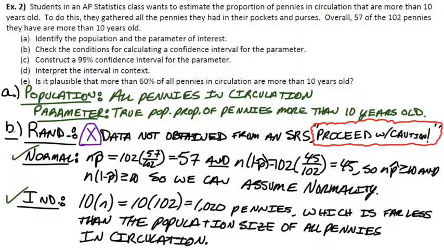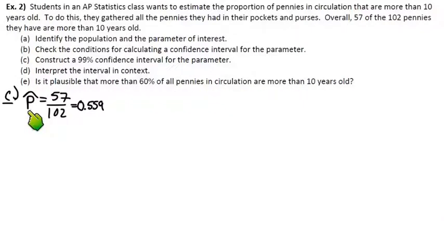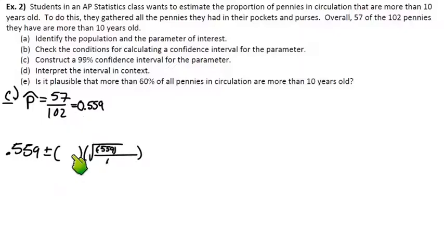All right, and then part C says construct a 99% confidence interval for the parameter. So we have our p-hat, that's 57 out of 102 for our sample data, which is 0.559. So we take our p-hat plus or minus our z-star times the standard error, which is 0.559 times 1 minus that, 0.411, over our sample size of 102. So no big deal to come up with p-hat and the standard error of p-hat, right? You just do p-hat, 1 minus p-hat over n, and then square root it. We still need this z-star, though, this critical value.